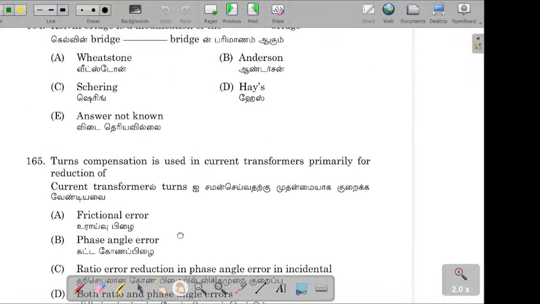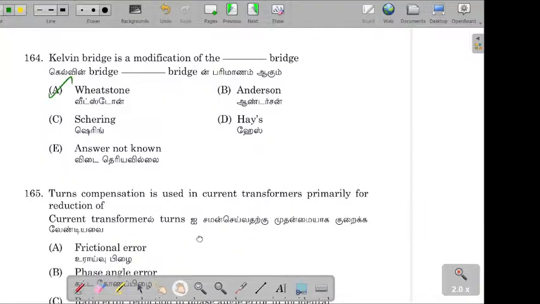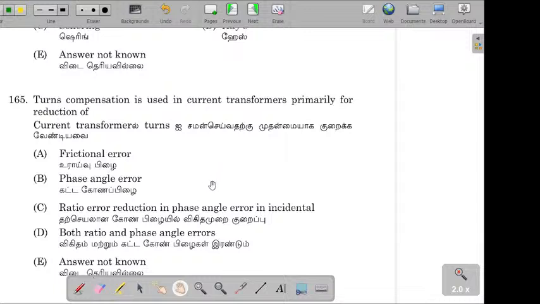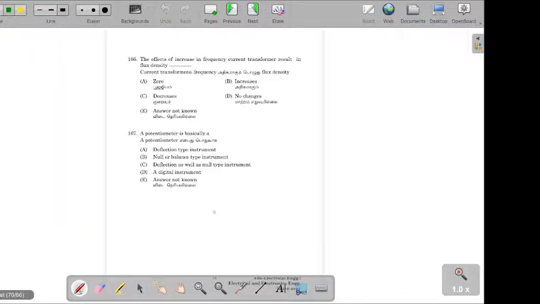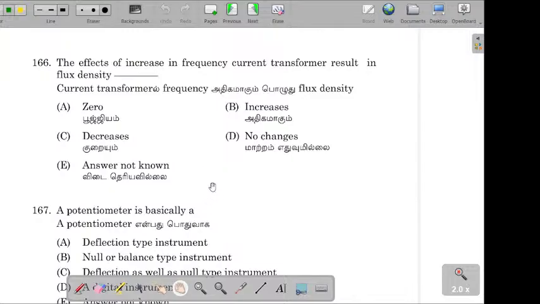Next, Kelvin bridge is a modification of Wheatstone bridge. Turns compensation is used in current transformers primarily for reduction of both ratio and phase angle errors. Next, the effect of increase in frequency in current transformer results in flux density decreases.